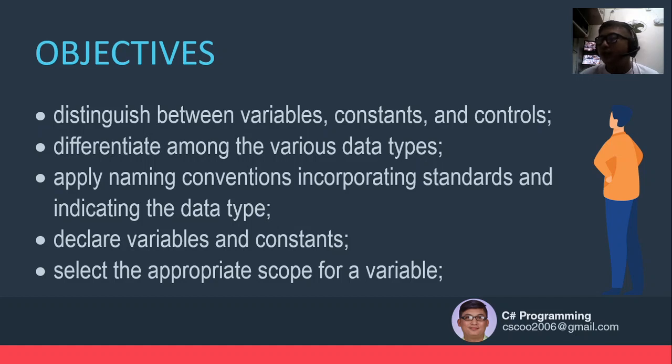I'm going to demonstrate and differentiate the data types for C#, apply naming conventions, incorporating standards, indicating data type. Although I have already provided a discussion with C++ regarding naming conventions, there are also a number of students who don't really apply those conventions. So maybe this time they will remember the discussion. Declare variables and constants and select the appropriate scope for a variable.